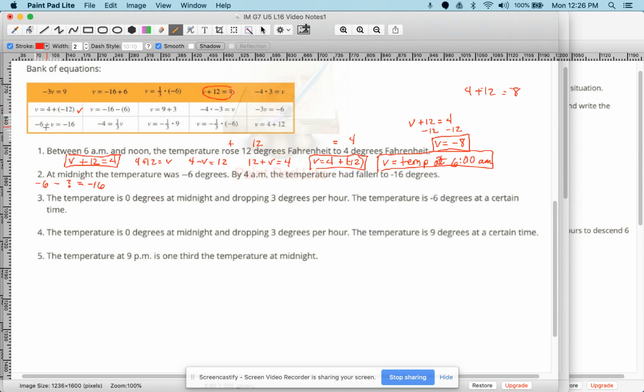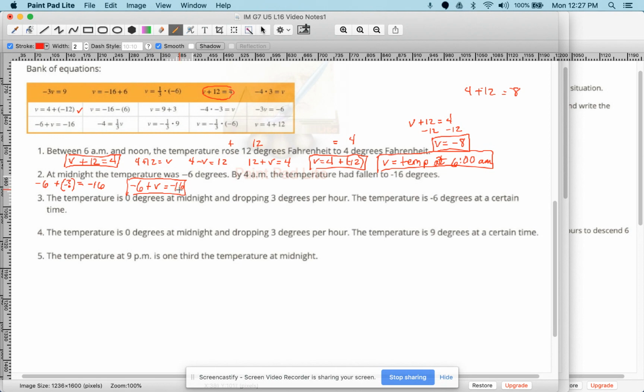A negative 6 plus v equals negative 16. Well, could this be a plus a variable? Well, remember, subtraction is adding the opposite. So what if my variable turned out to be a negative number? So this one could really work. So we've got negative 6 plus v equals negative 16. That's one equation.